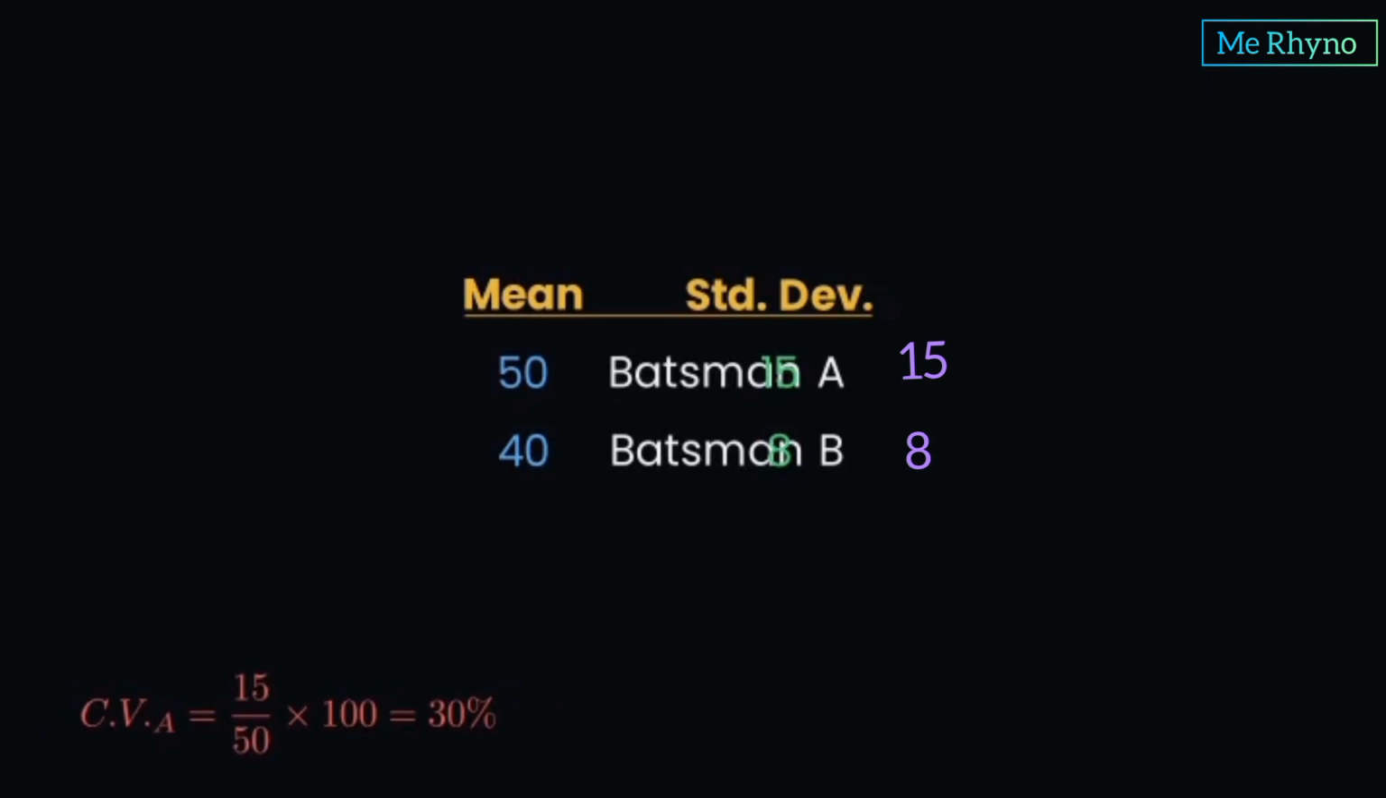So the coefficient of variation of Batsman A shall be 15 over 50 multiplied by 100, and that gives us 30%. For Batsman B it shall be 8 over 40 multiplied by 100, and that gives us 20%. Even though Batsman A scores more on average, Batsman B is the far more reliable, consistent player.